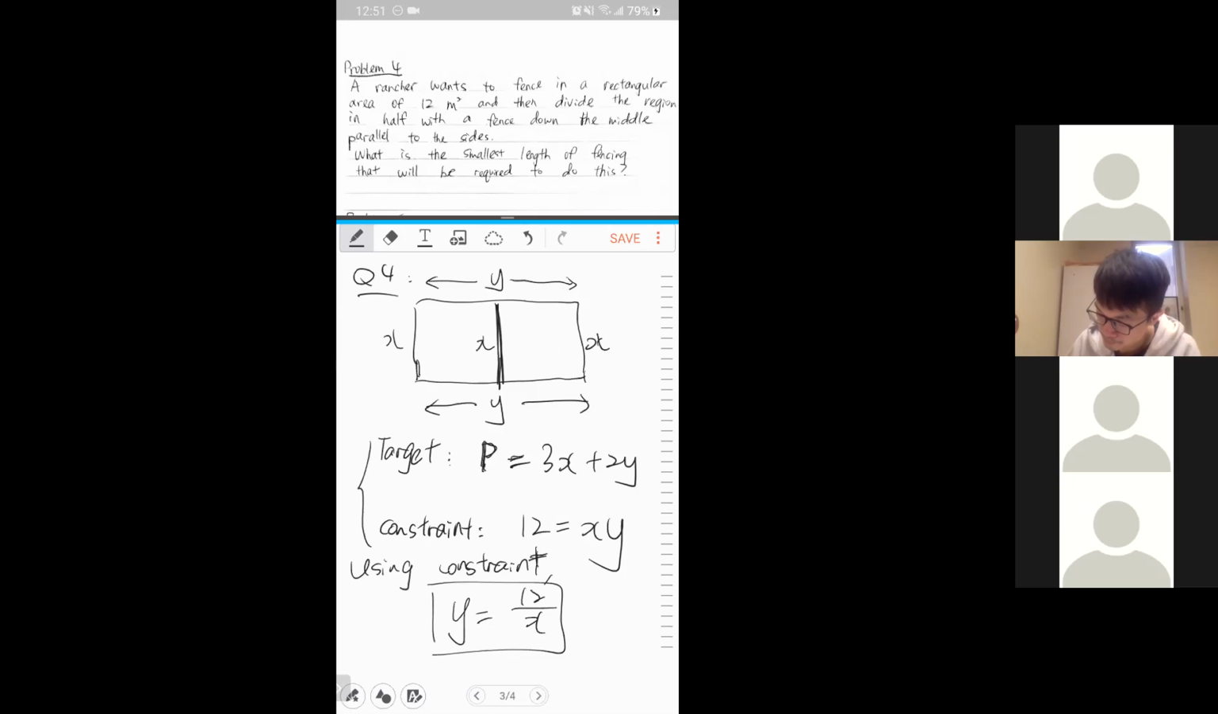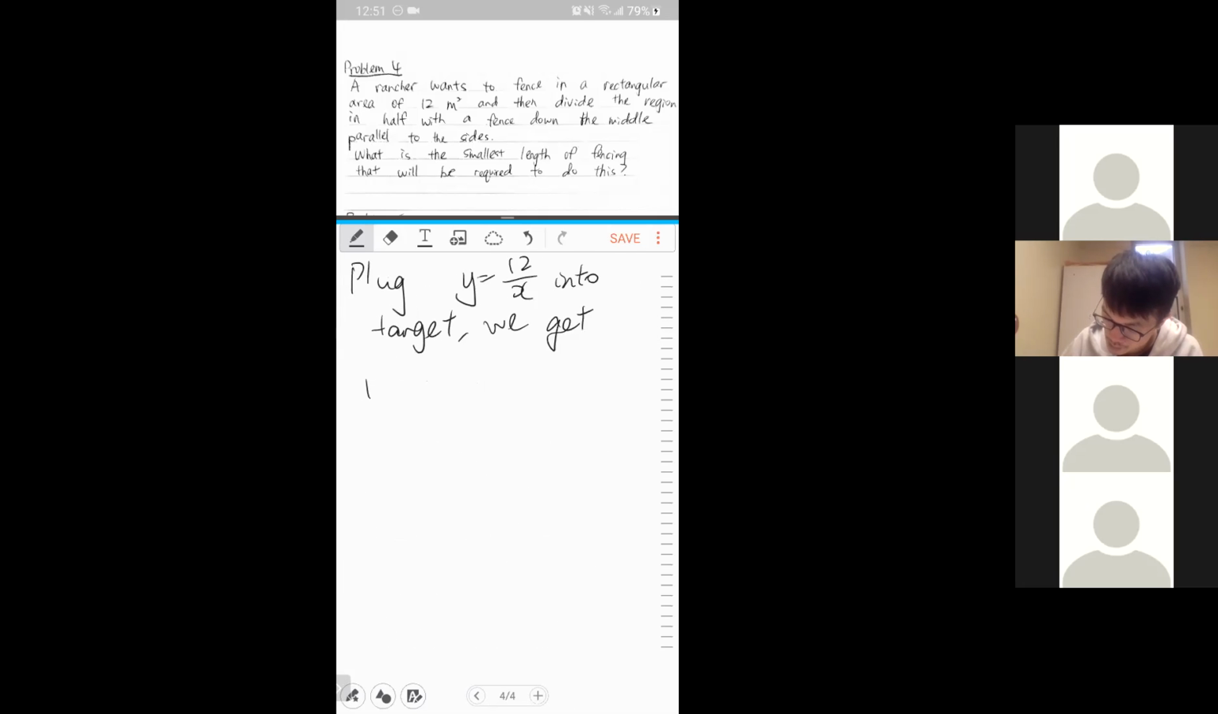And we get, p equals 3x plus 2 times 12 over x. Let's try to simplify that. So you multiply the 2 to the top, which is 24, and then I'm rewriting the 1 over x as x to the negative 1. Now we want to find the critical points.